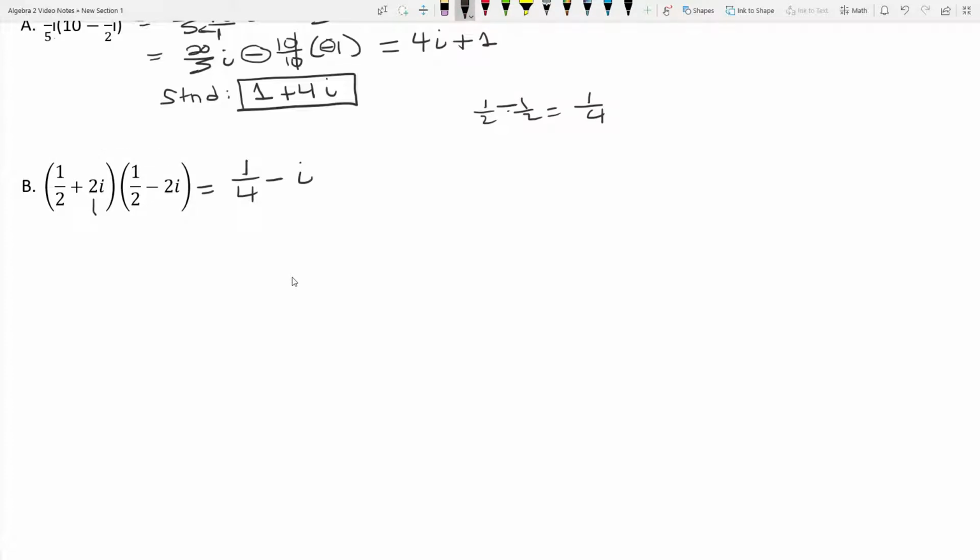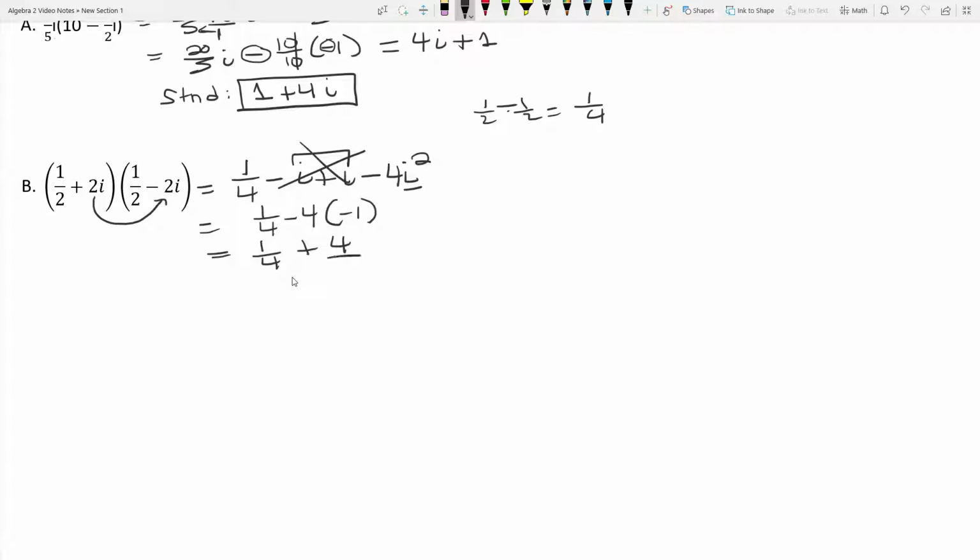We got 2i times 1/2. So half of 2 is 1. So it's going to be positive 1i. And then we got 2i times -2i, which is 2 times -2 is -4. And then i times i is i squared. Now notice if we combine these, they cancel out. And we got 1/4 minus 4, replace the i squared with -1. So we got 1/4 plus 4.